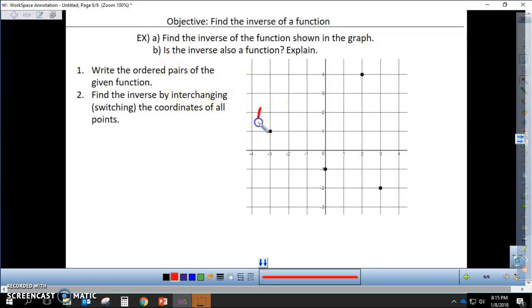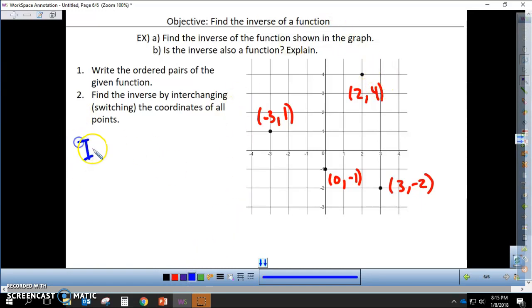So here, I'm going to write the ordered pairs. This is negative 3, 1. This is 0, negative 1. This is 2, 4. And this is 3, negative 2. Okay, so in order to find the coordinates of the points, all we have to do is just switch them. That's it.